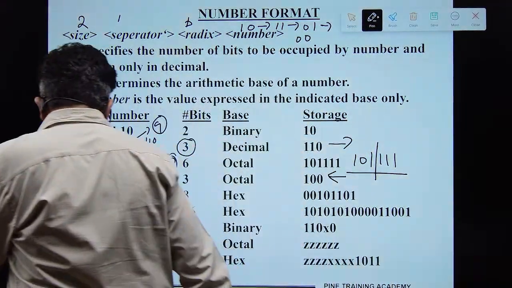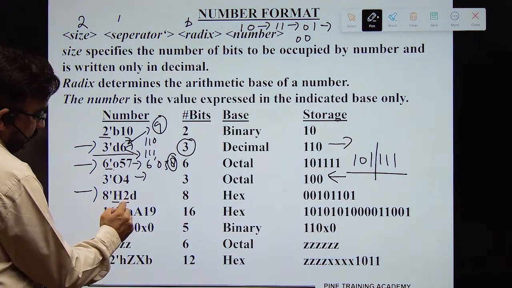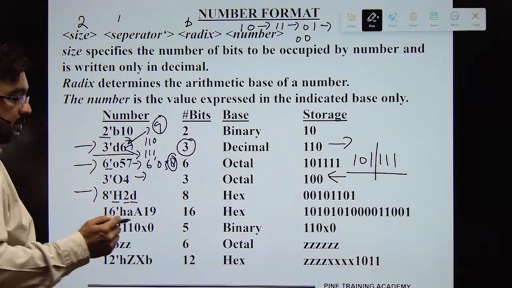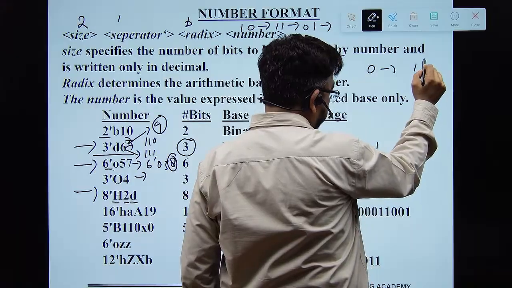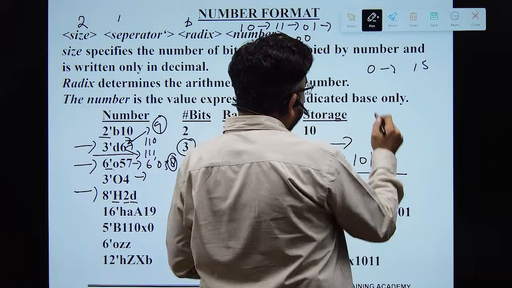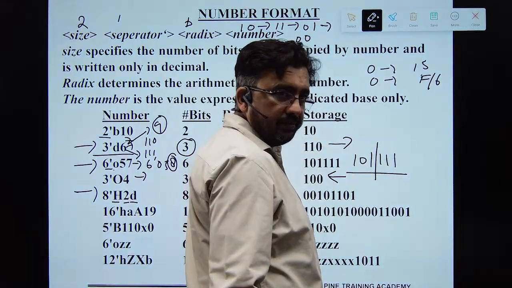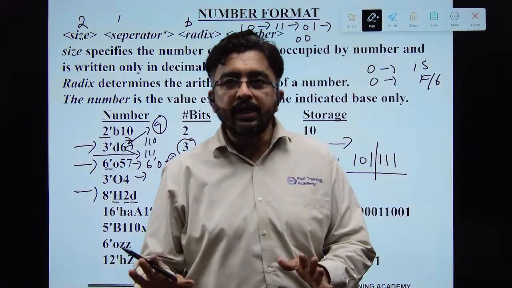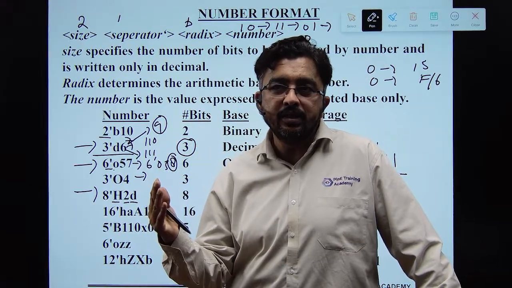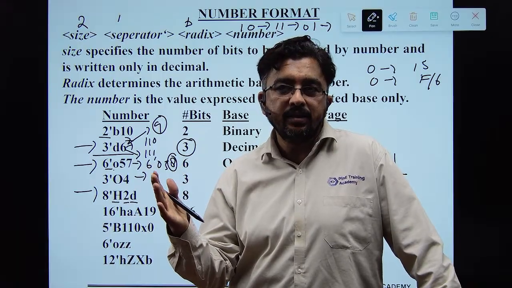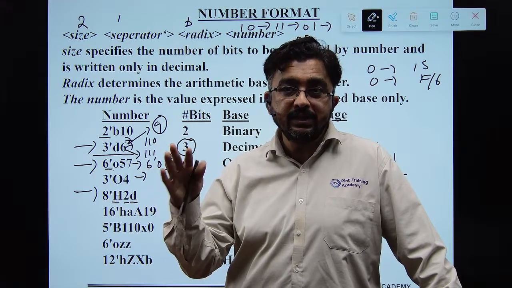Then 8'h2D, hexadecimal, where 2 and D are the digits. What is the representation of hexadecimal? From 0 to F, that is 0 to 15, capital F or small f. 0 to 9 are the same as decimal, and then 10 is A, 11 is B, 12 is C, 13 is D, 14 is E, and 15 is F.